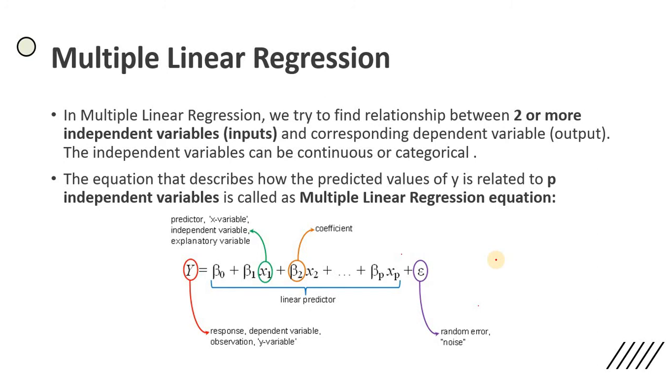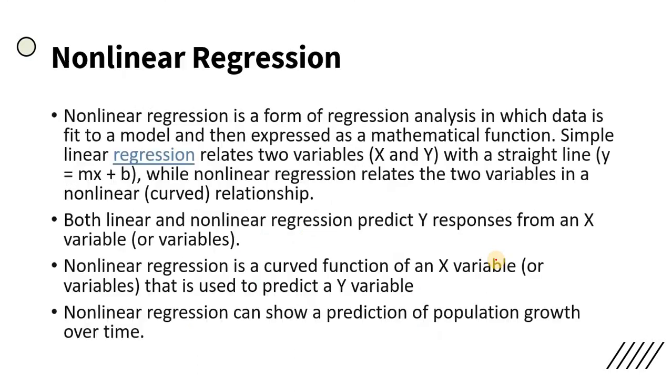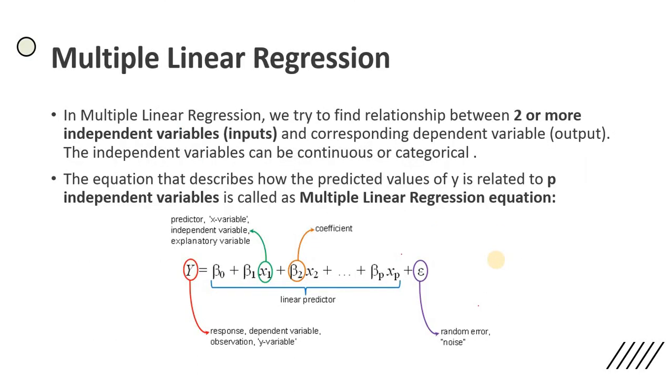Suppose we are predicting sales, or predicting temperature. At that time the value is numeric, so in that situation only we choose regression. The equation that describes how the predicted value of y is related to p independent variables is called the multiple linear regression equation. I already discussed that. That is all about multiple linear regression.